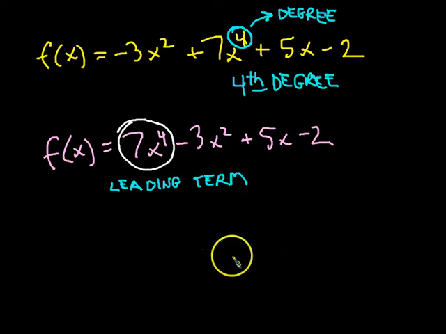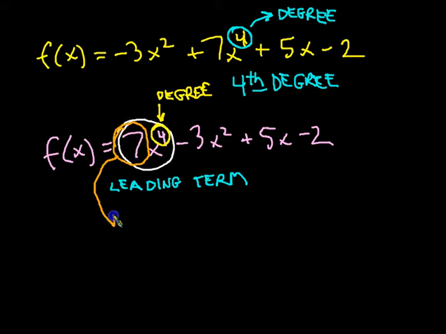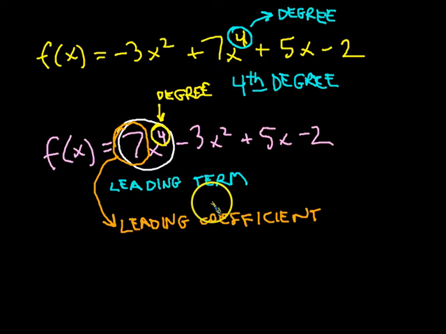The leading term has a couple of things that we're interested in. It has this part right here, which we already said we call the degree. But there's something else that's really important about the leading term, and that is this part right over here, this number. This number has a name. It is called the leading coefficient. If you want to understand end behavior of polynomials, then there's 2 things that you really need to understand. One of them is the degree, and one of them is the leading coefficient.